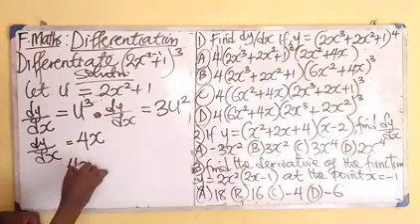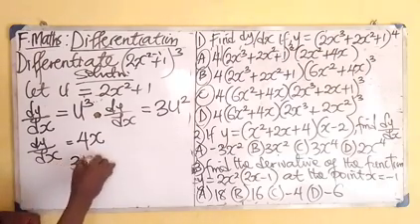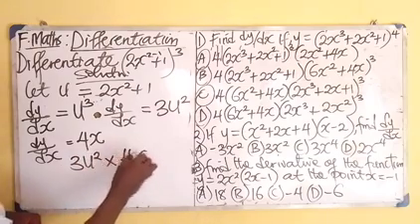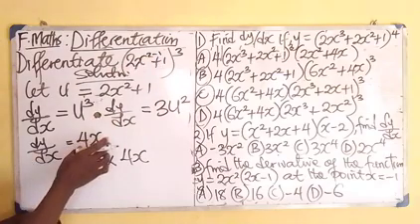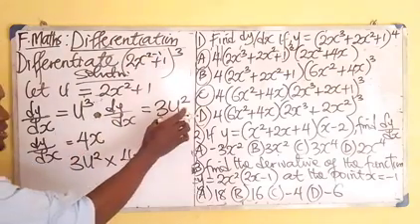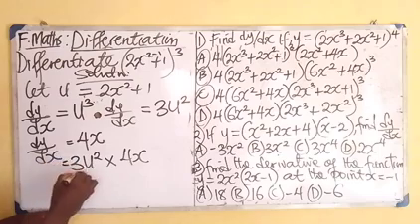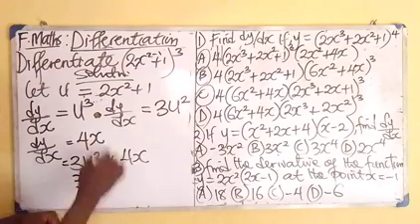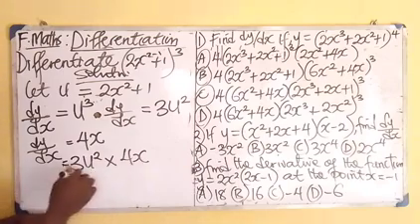What will I do? I'll say 3u squared times 4x. Alright? So what will I do? Watch what I'm doing. I differentiated this, I had this, right? I differentiated this, I had this. And I'm going to multiply the both of them. So this is 3. Don't forget that we let u be this. Before I do that, I'm going to multiply this.